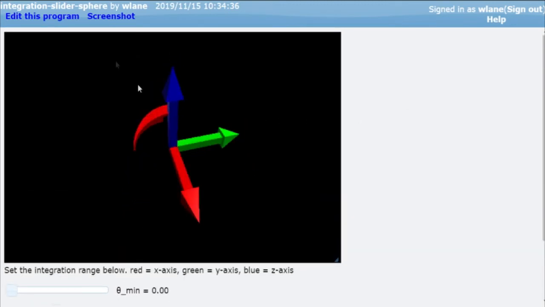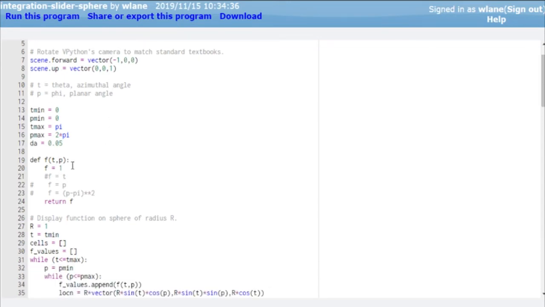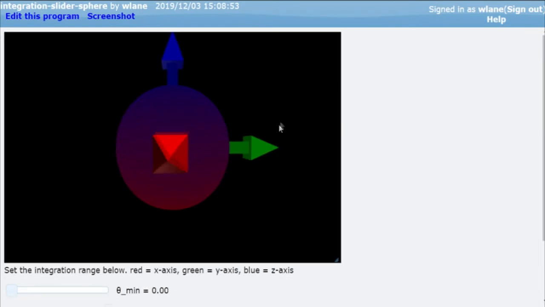Of course, we want to work with more than just uniform functions. So let's go back here and change our function. Instead of one that's uniform, let's just try our function being equal to theta. I've got t for theta, p for phi, just so I didn't have to keep changing them over and over again. So let's run this program and see how it works.